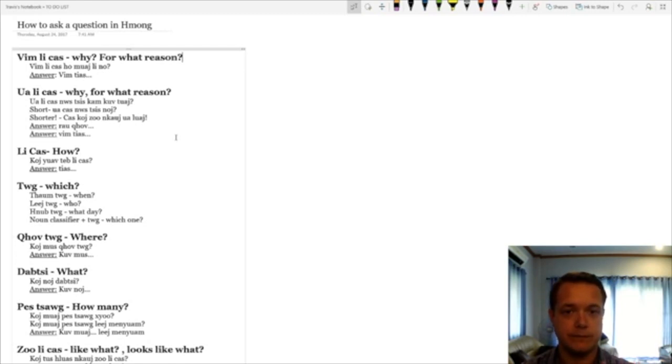There's a long list of ways you can use tu. In fact, sometimes you can use it without anything before it. Like if someone says, get the tool out of the tool shed, you could just say, tu, like, which one? But a more complete sentence would be the noun classifier and then the tu word.